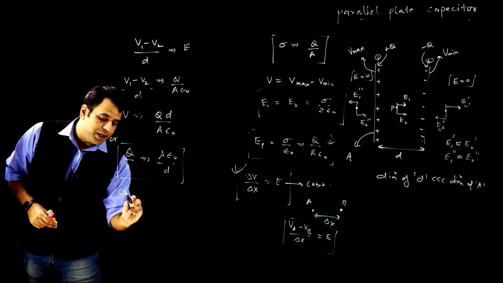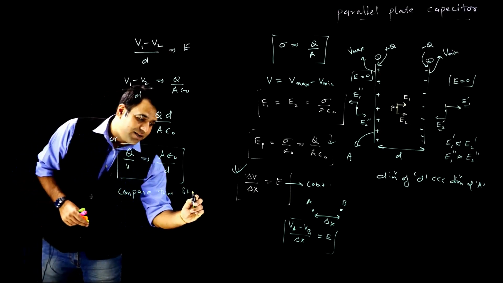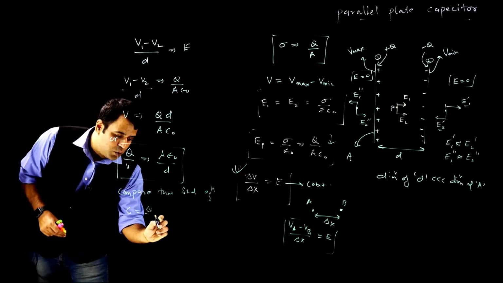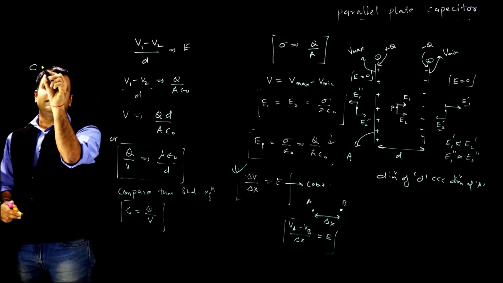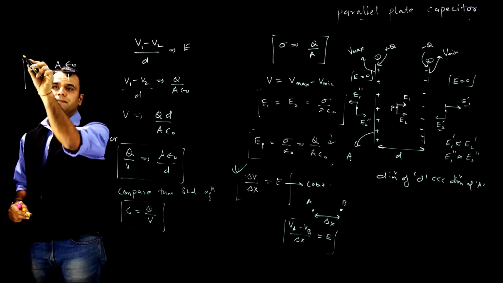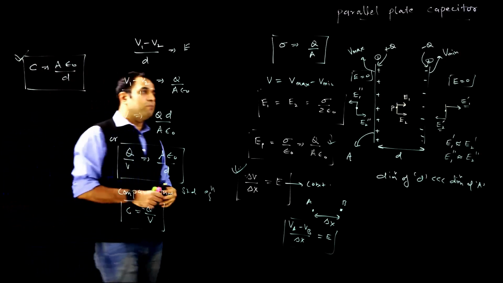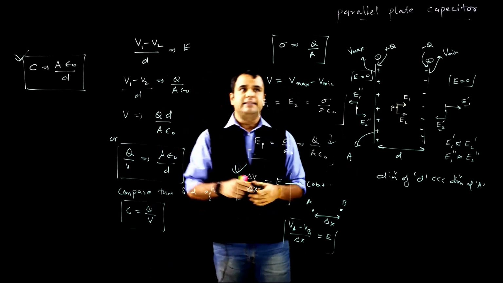Now let's compare this result with the standard equation of capacitance, which is C equals Q by V. Upon comparison, we will get C as A epsilon naught upon D. So this is the formula for capacitance in case of a parallel plate capacitor. This is our parallel plate capacitor, and this is the formula we are getting.